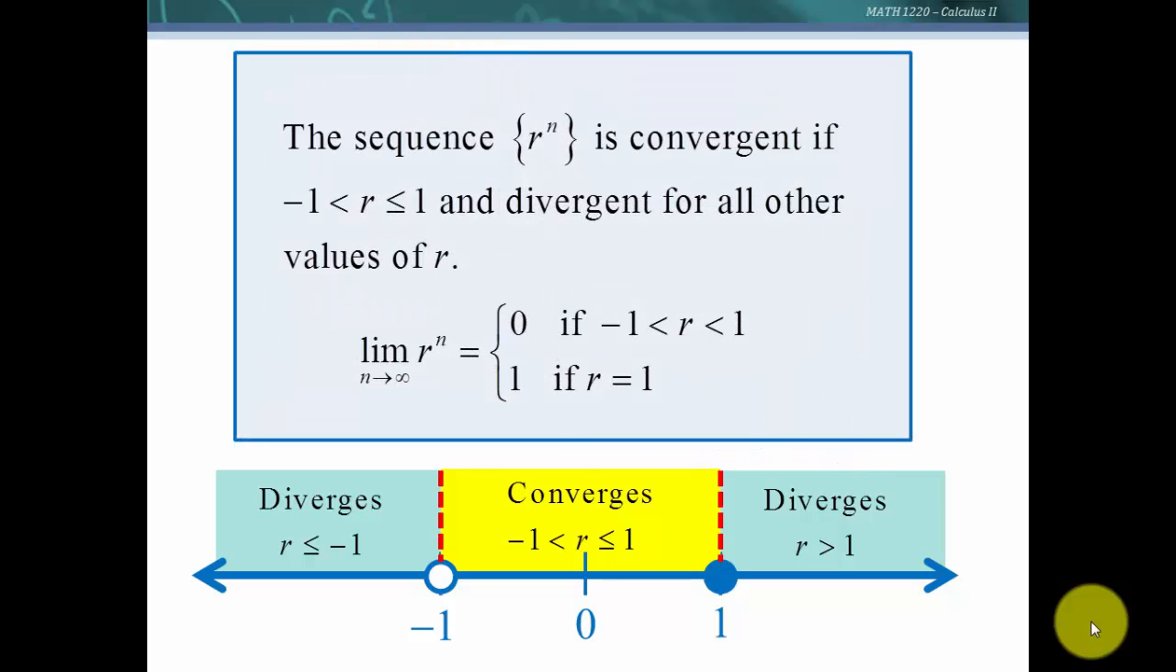So the sequence r to the n is convergent if the r is between -1 and 1, can be inclusive of the 1 but not the -1, and it is divergent for all other values. Then the limit as n goes to infinity is 0 if we're between -1 and 1, and it's 1 if it equaled 1. This is a geometric sequence.